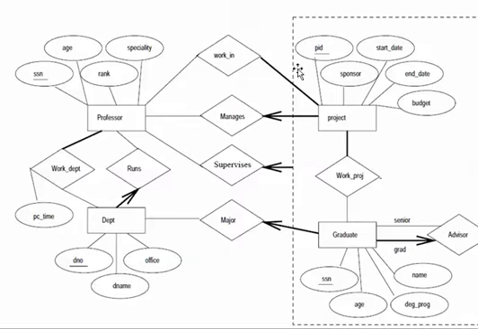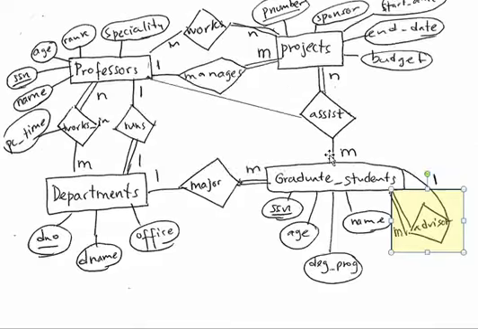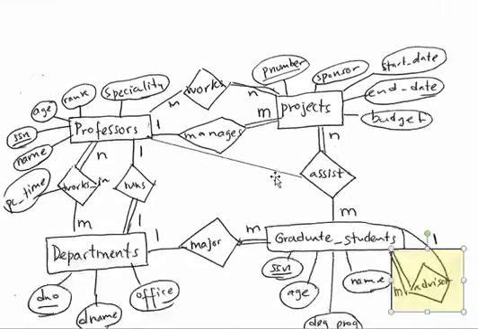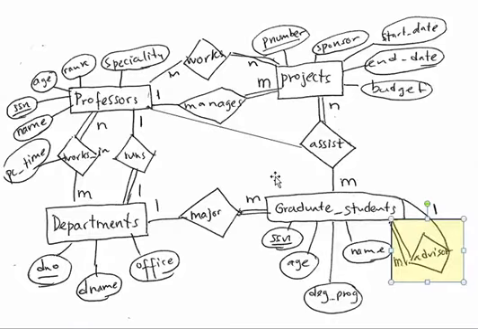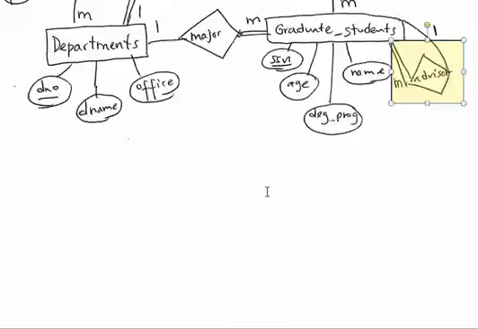Remember that in the textbook, when they bold a line, it means total participation, they have to participate. And the arrows mean one. In my notation, remember when I had the double line, it means total participation, you have to participate. The single line means optional, you can have a zero. The N and the N mean many, the ones mean one, and for the ternary, we don't need to specify that. Okay, thank you.